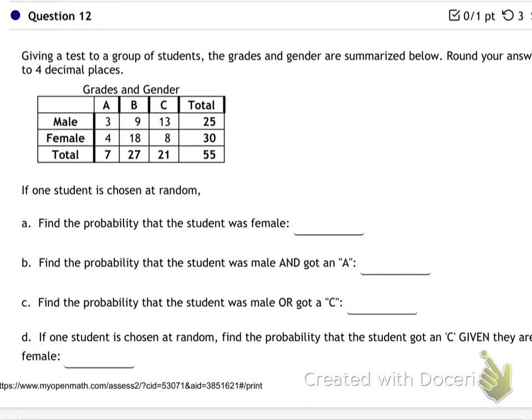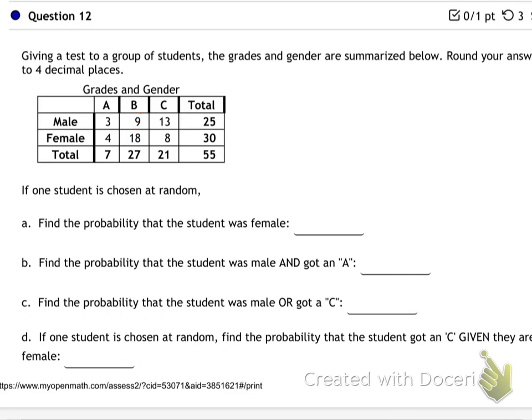Okay, so here we go. Here's grades and gender, so how some different people did on some test. Put that table in your notes or just follow along with me. So what does that 3 represent? Males that got an A on the test. And that 4? Females that got an A on the test. What's that 9? Males that got a B, etc., etc.